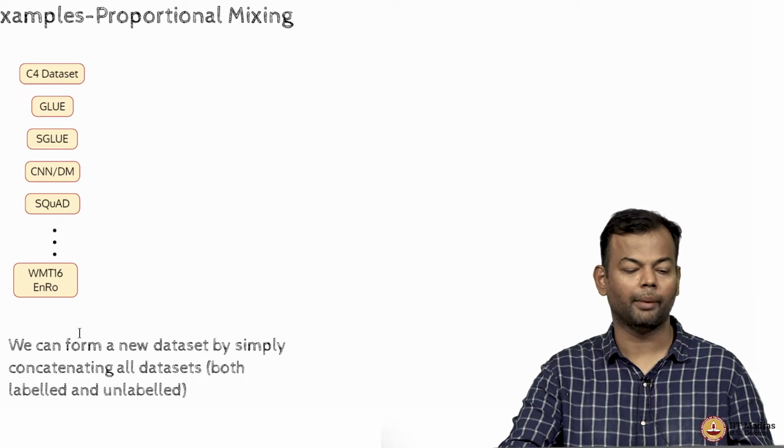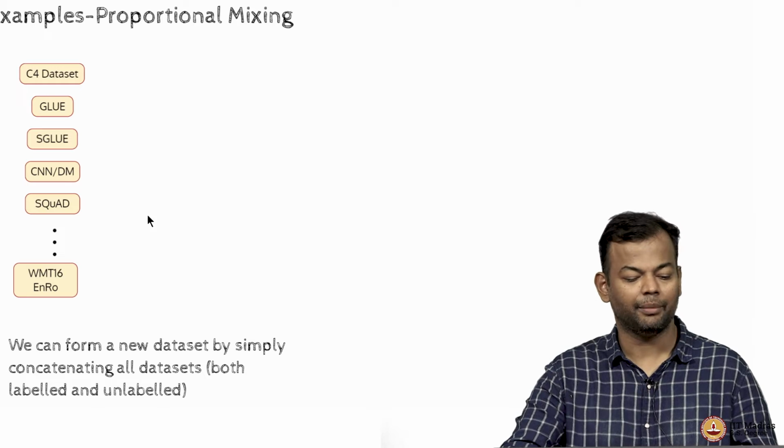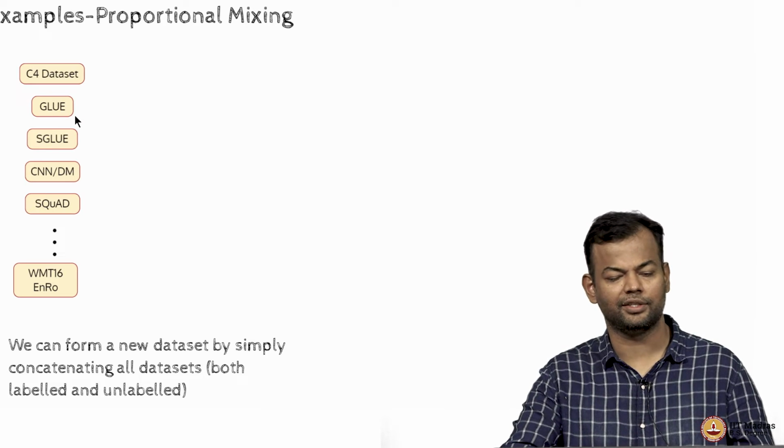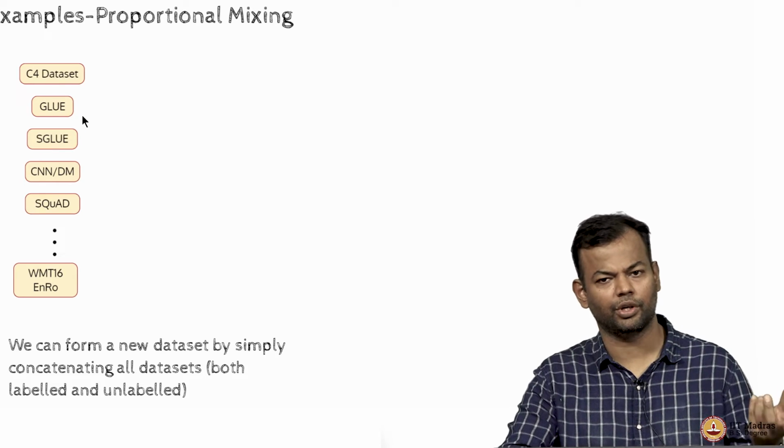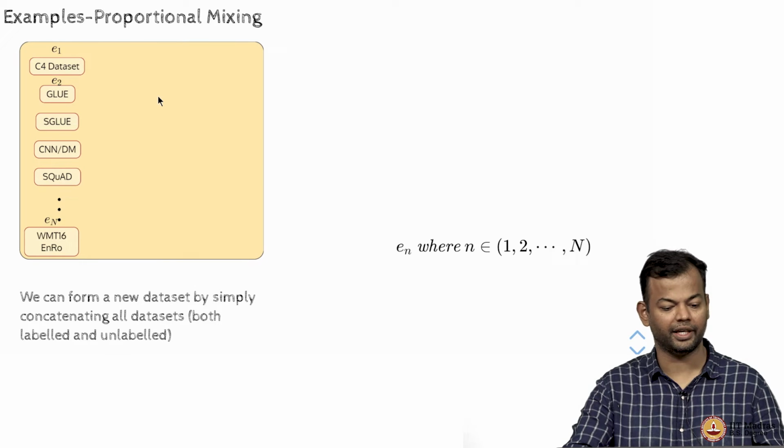Then how do you combine these data sets? Because as I said, the C4 data set has a large number of tokens, and there might be some sentiment analysis data hiding here, which might just have 1,000, 2,000, 5,000 examples. So how do you balance across these different data sets?